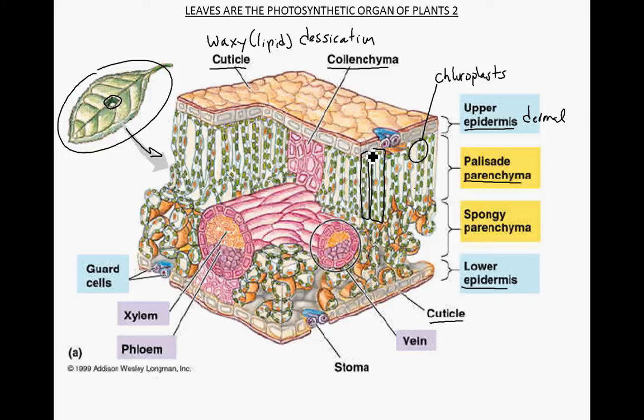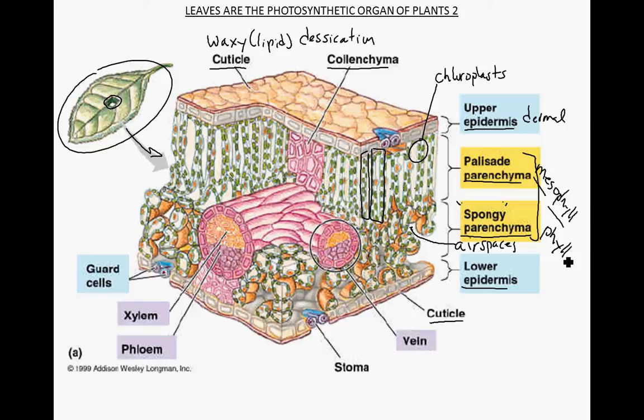Just below the palisade parenchyma, you have the spongy parenchyma layer here. This spongy parenchyma is spongy because there are air spaces right here. There's a little gap between those cells that is not present in the palisade parenchyma cells. This spongy parenchyma and palisade parenchyma also make up what is known as the mesophyll, or mesophyll, either one. I've heard it pronounced both ways. Mesophyll, literally the middle of the leaf, spelled P-H-Y-L-L.